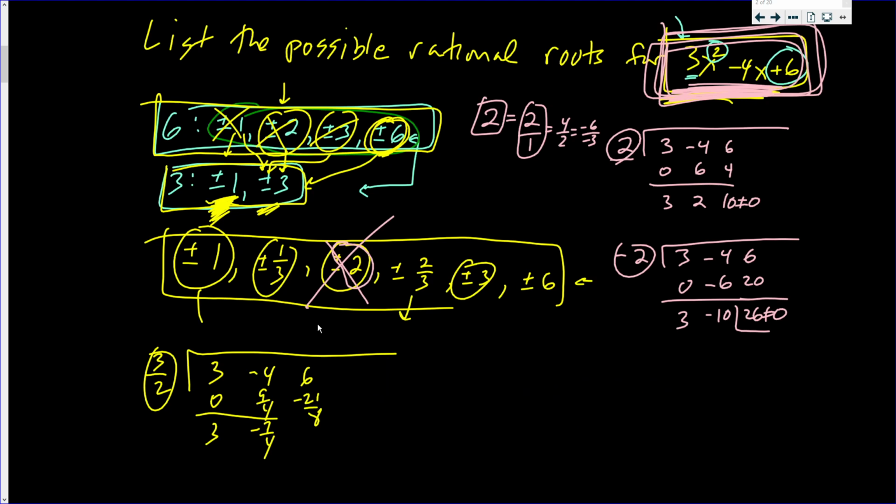It'd be really nice if you can write 6 with an 8 on the bottom. But that's trivial. 8 times 6 is 48. So 6 minus 21 over 8 is 27 over 8. And unfortunately, that's not 0.